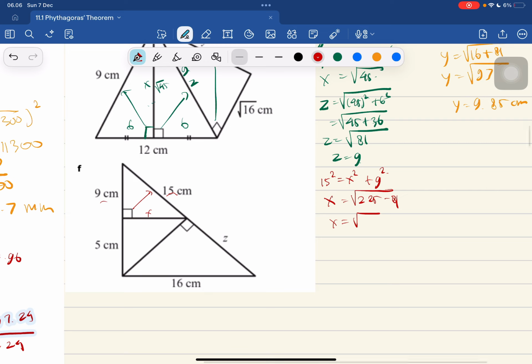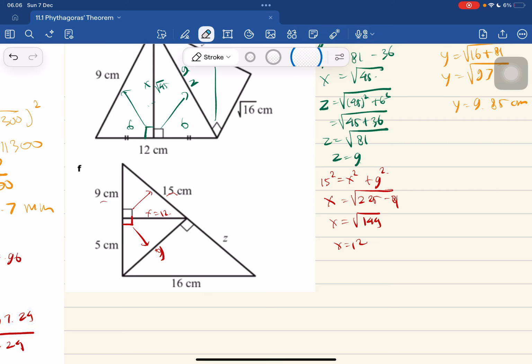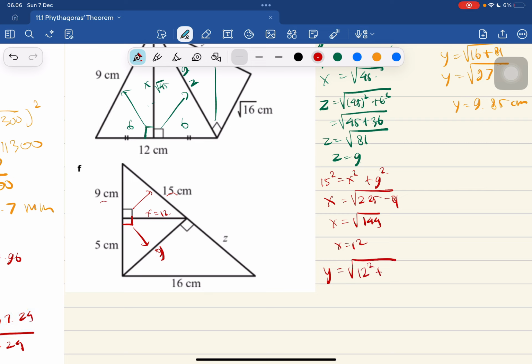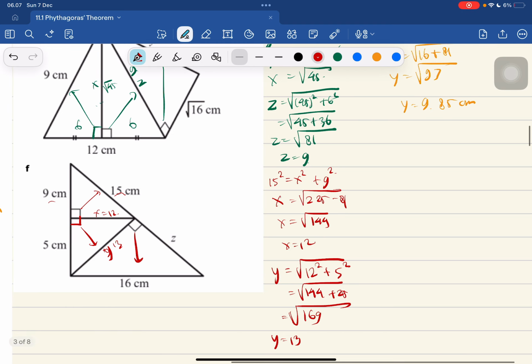So x equal to 144. So x equal to 12. Okay, this is equal to 12. Okay, this hypotenuse, let's make it y. So y equal to square root of 12 square plus 5 square. So this is 144 plus 25. So this is square root of 169. So y equal to 13. Okay, this is 13, this hypotenuse.